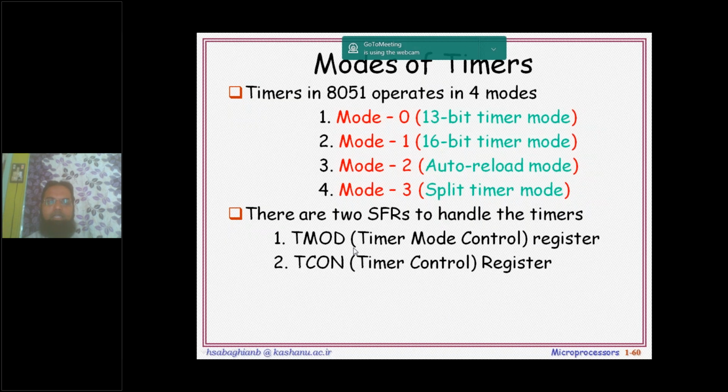In order to handle the timers, there are two specific registers which are given, which is the TMOD register and the TCON register. In order to change the mode of operation of timers, the TMOD register is used, and in order to control the timers, whether to start the timer or stop the timer, that is being controlled by the TCON register.